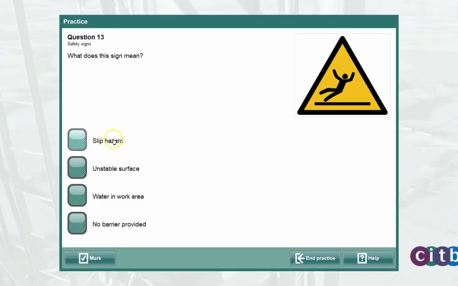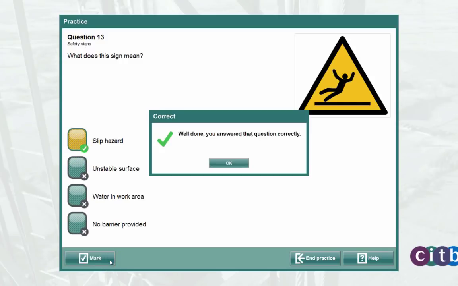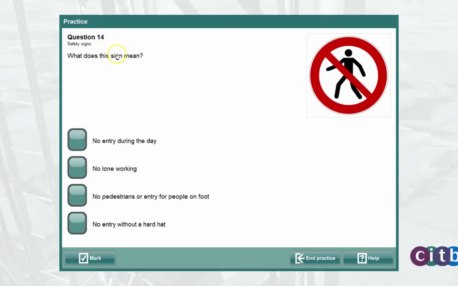What does this sign mean? Slip hazard. Unstable surface. Water in work area. No barrier provided. What does this sign mean? No entry during the day. No lone working. No pedestrians or entry for people on foot. No entry without a hard hat.